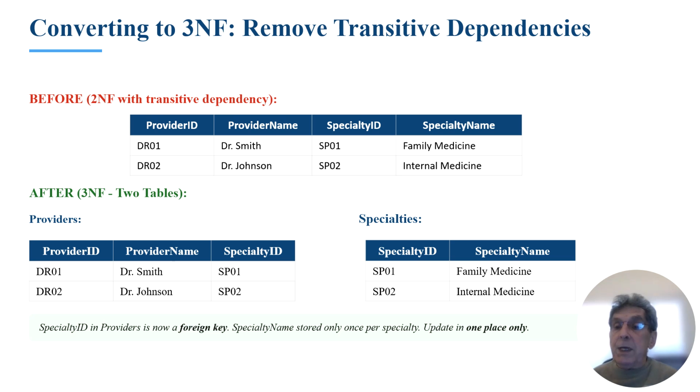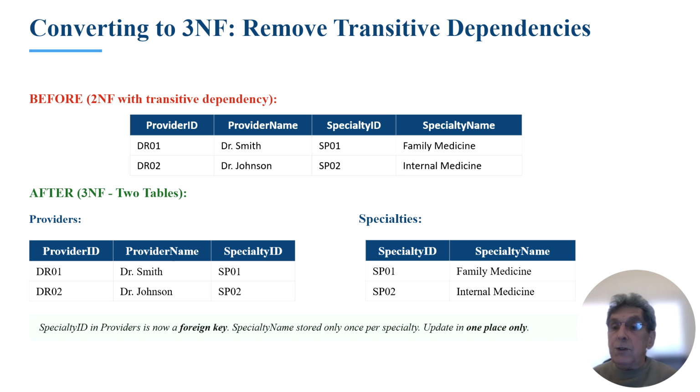Now let's trace the dependencies. In providers, provider ID goes to provider name, a direct dependency, no problem. Provider ID goes to specialty ID, direct dependency, again, no problem. But in specialties, specialty ID goes to specialty name, that's a direct dependency. There's no longer a transitive chain within any single table. Each non-key attribute depends only on its table's primary key.